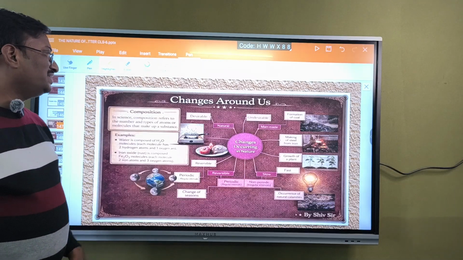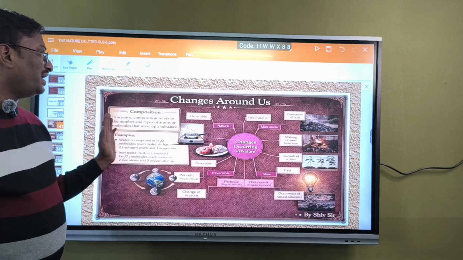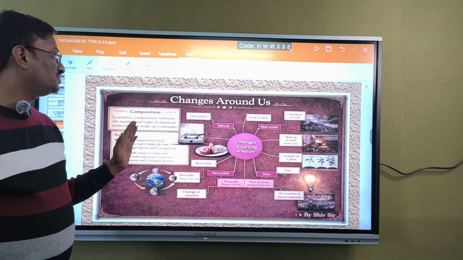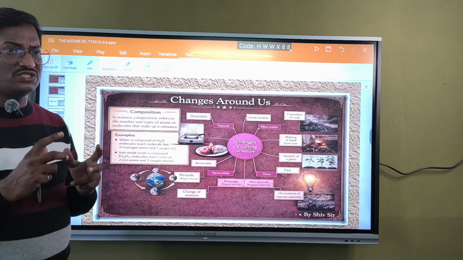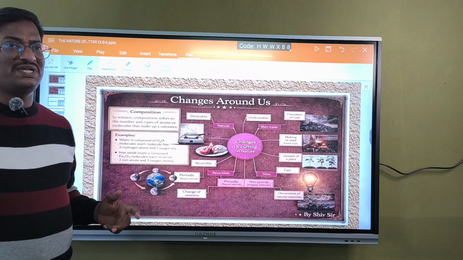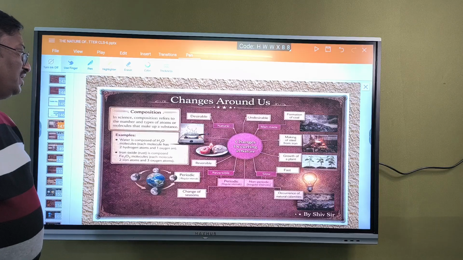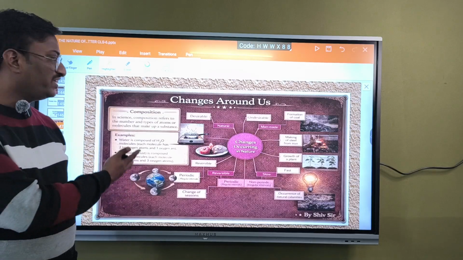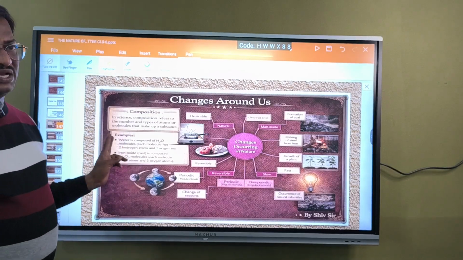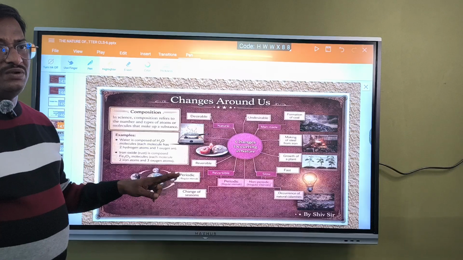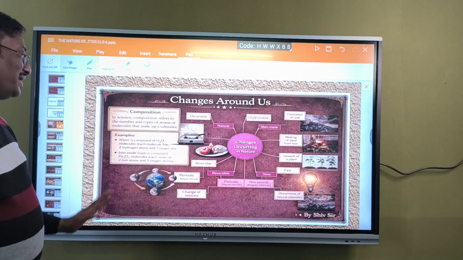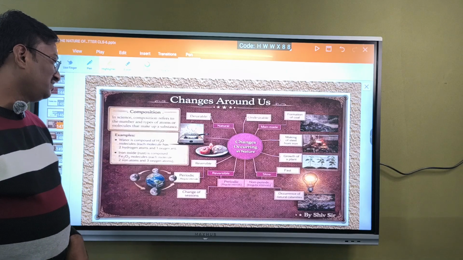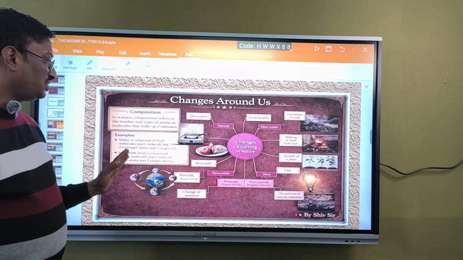What is composition? In science, composition refers to the number and types of atoms or molecules that make up a substance. The number of atoms or molecules combined together to form a new substance is called composition. For example, water. Water is a composition of H2O: 2 hydrogen atoms and 1 oxygen atom combined together to form water. Iron oxide is nothing but rust. It is composed of Fe2O3.